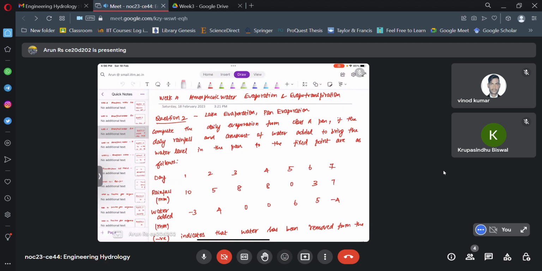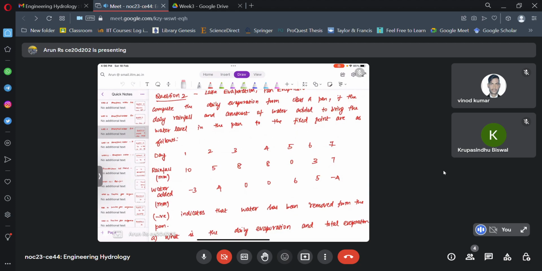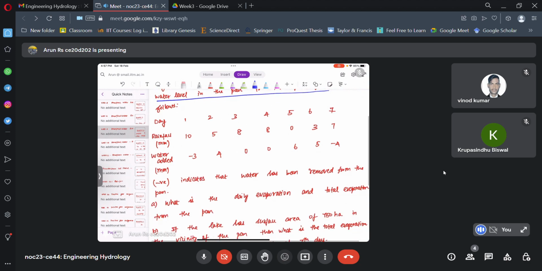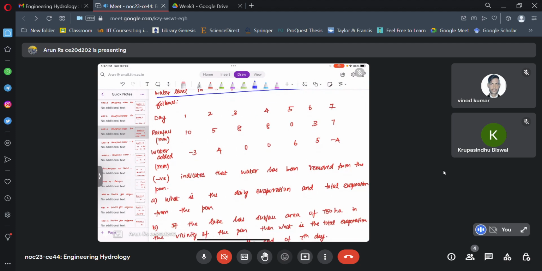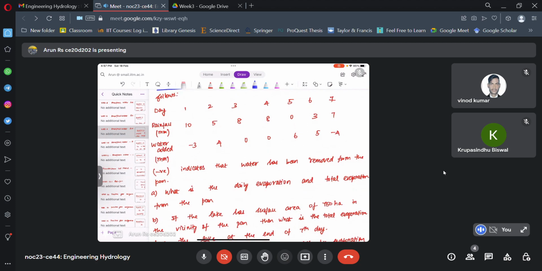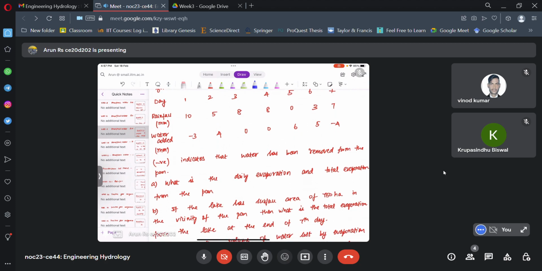So here we need to compute the daily evaporation that is happening from a class A pan, if the daily rainfall and the amount of water added to bring the water level in the pan to the fixed point are given as follows. So for every day you have some rainfall, and we are also adding some water to the evaporation pan. If you see we have some negative values here, I will just let you know what that is.